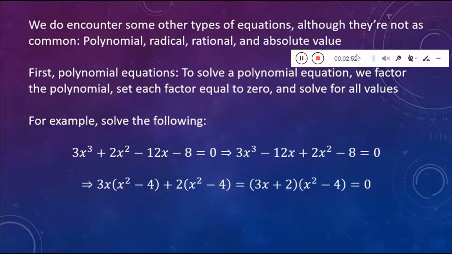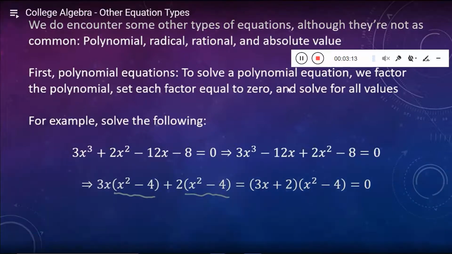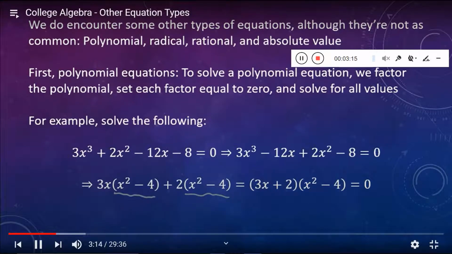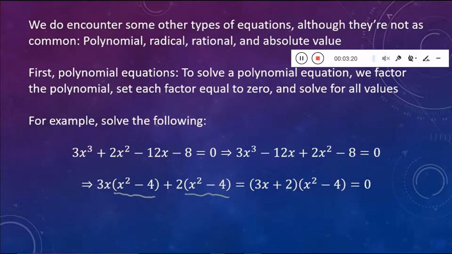So I look at this 3x cubed minus 12x. I can pull a 3x out of both terms, and I'm left with x squared minus 4. I look at the 2x squared minus 8. I can pull a 2 out of both terms, and I'm left with x squared minus 4. Hey, that's perfect. I factored something out of each of those two groups, and I got left with the same thing. So now I can pull this x squared minus 4 out of each of these two terms, and I'm left with 3x plus 2 times x squared minus 4.